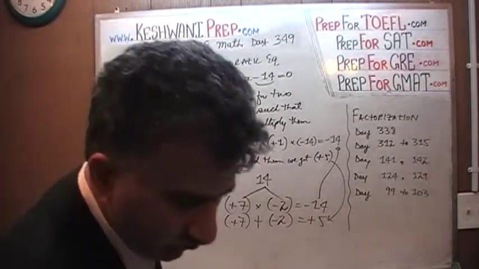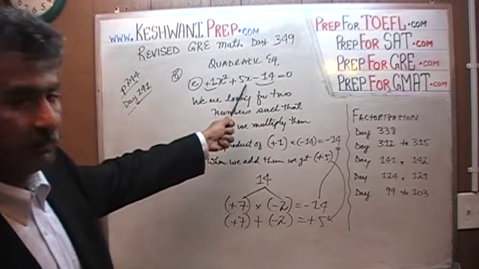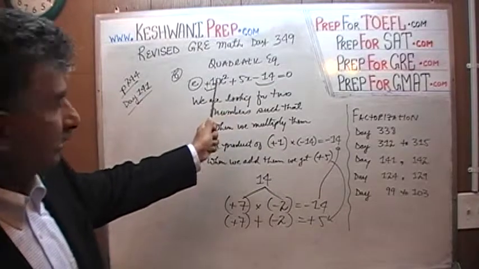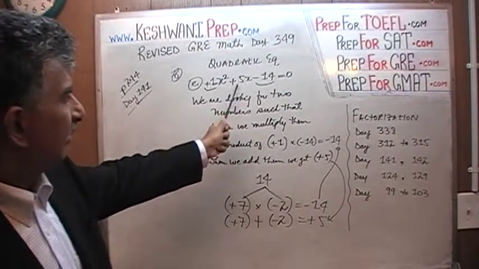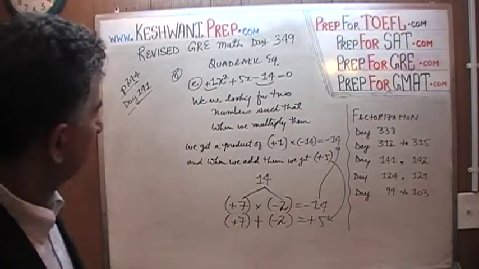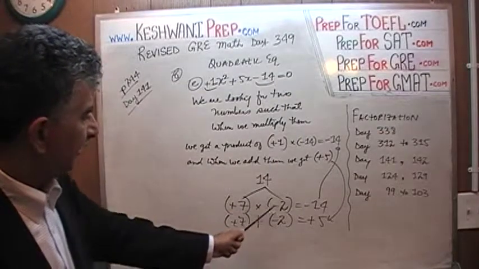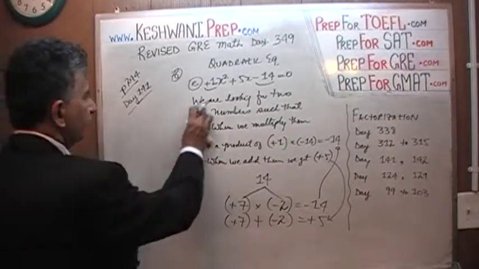Let's see what we can do here. So now we're going to write this midterm. The term that appears in the middle is called the midterm. These are called terms. It has three terms in it. We're going to write this 5x as 7x minus 2x. And watch what happens. We're going to write that as 7x minus 2x, because 7x minus 2x is 5x.